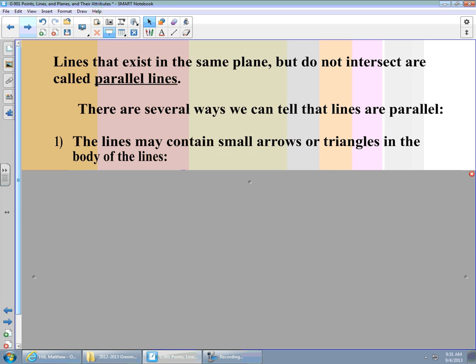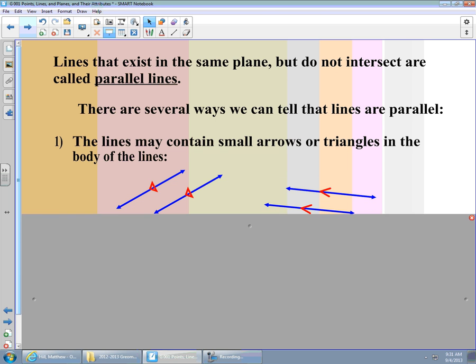First, there is a way that they can be identified in the diagram by the person that constructed the diagram. The lines may contain small arrows or triangles that are positioned in the body of the lines. That might look something like this. Wherever you see in a diagram little matching triangles or little matching arrows in the body of the lines, wherever those symbols match up, those lines are being identified as parallel.